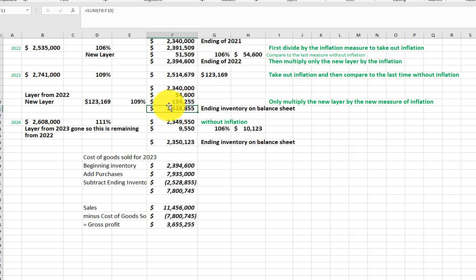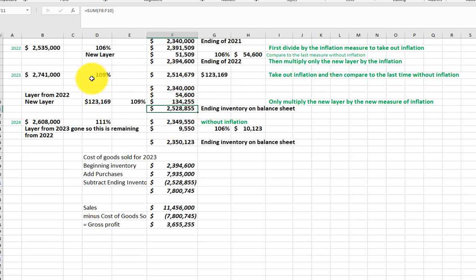Moving forward to 2024, our inventory, you can see, even without considering inflation, has gone down. Okay? So we still do the same thing, divided by the new inflation rate, 1.11 or 111%, to get 2,349,550 without inflation. Now, that is less than the last time we took out inflation. So there's no new layer. See, up here, we had more than the last time we took out inflation, so that's why we added the layer. But this one is less.